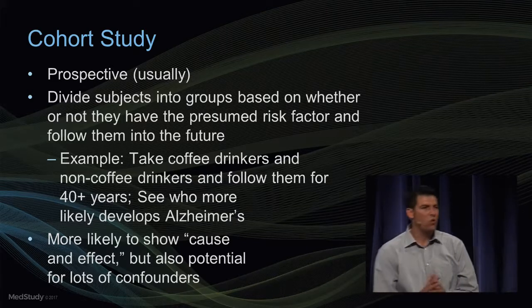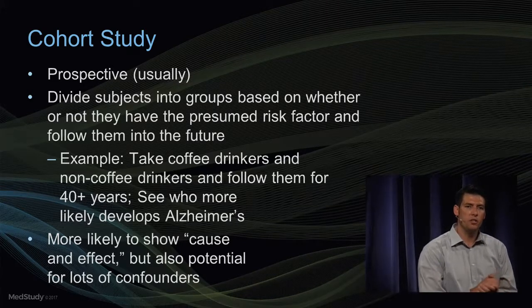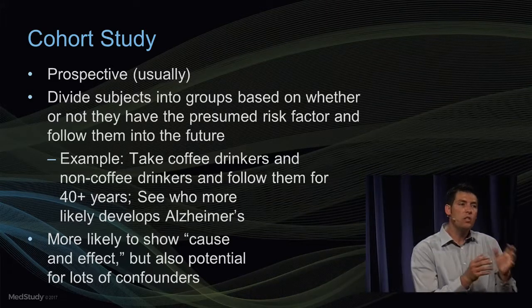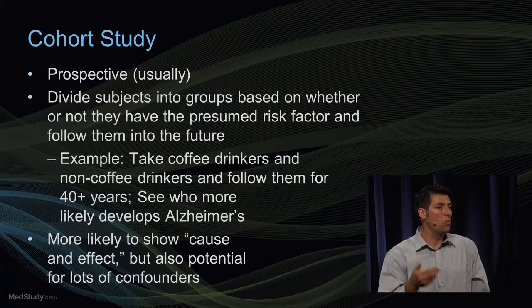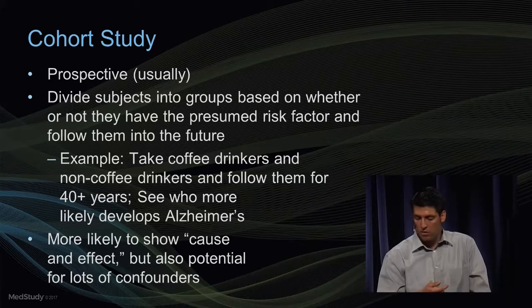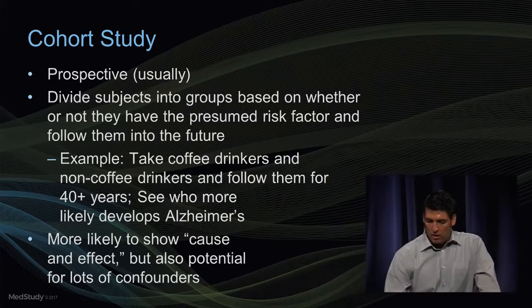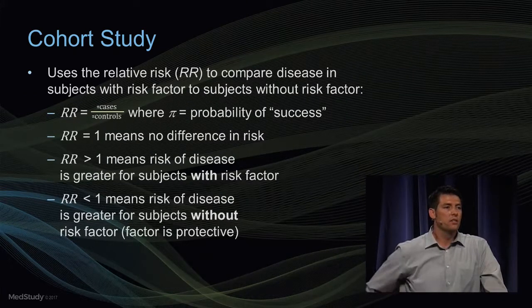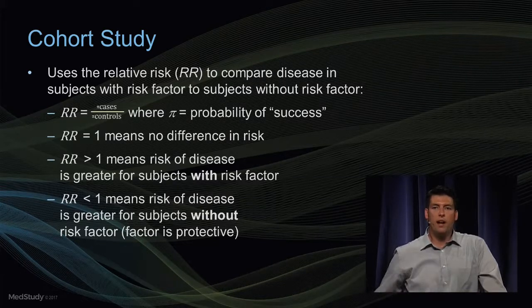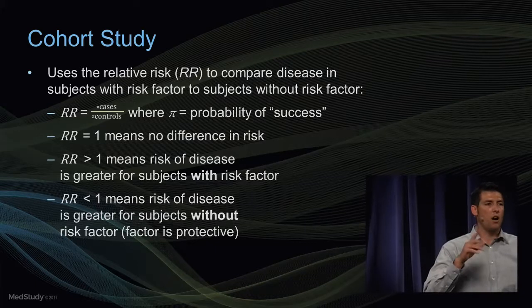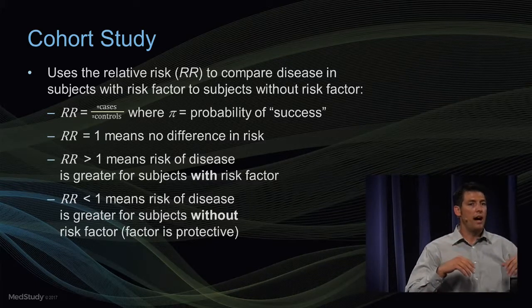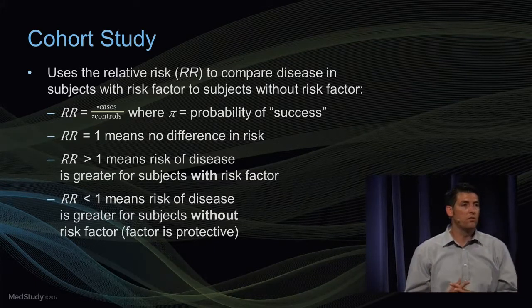More likely to show that cause and effect relationship. I can see which one happened first and maybe make some arguments about what was likely to cause the other. Now with cohort studies, we get a very nice measure, rather than this nebulous odds ratio. I can get what is known as the relative risk.